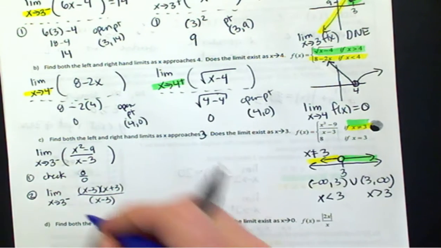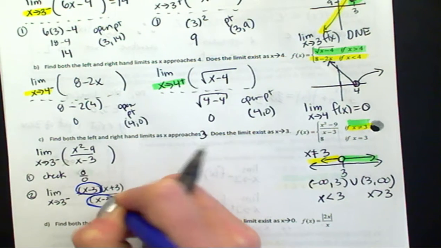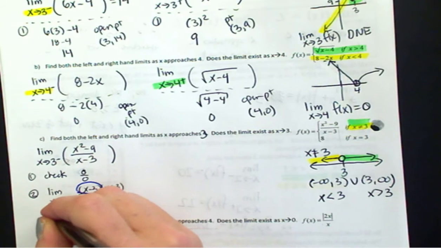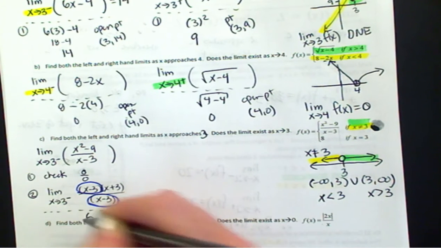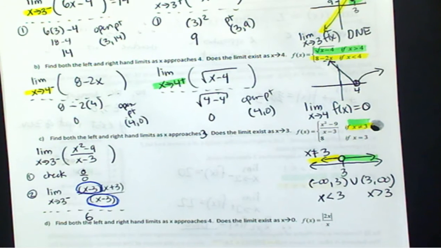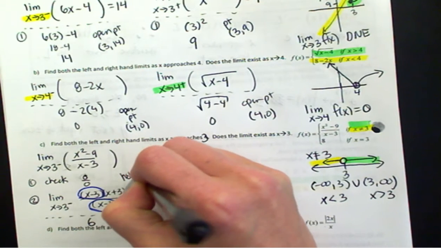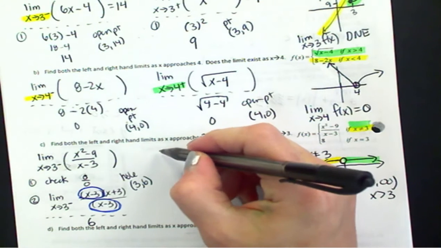Okay, I'm just circling the things that are reducing so you can still see them. Okay, those two reduce. Plug in again. Okay, plug in 3, I get 6. I just know that graphically there's a hole. There's a hole at (3, 6) based on how the algebra worked out.